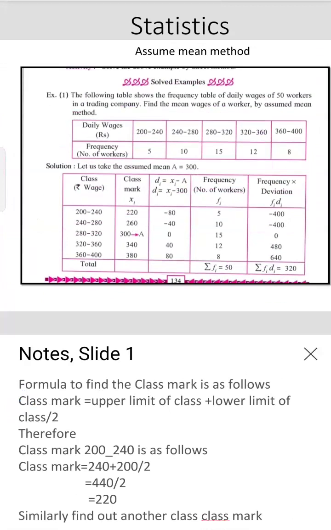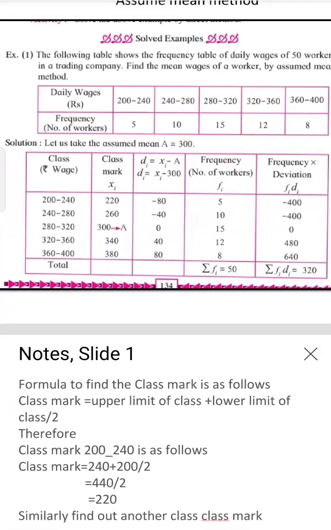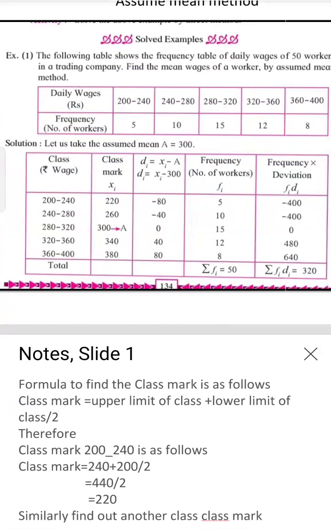Second, 240 to 280. The upper limit is 280 and the lower limit is 240. Sum both, 280 plus 240, and divide by 2. So we obtain the class mark 260. Like that, for 280 to 320 we find the class mark, and it is 300. For 320 to 360 the class mark is 340, and for 360 to 400 the class mark is 380. Then the assumed mean a equal to 300.